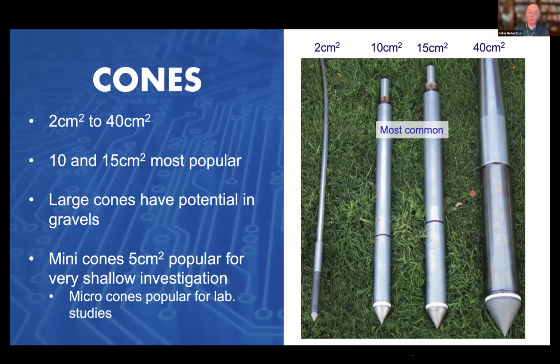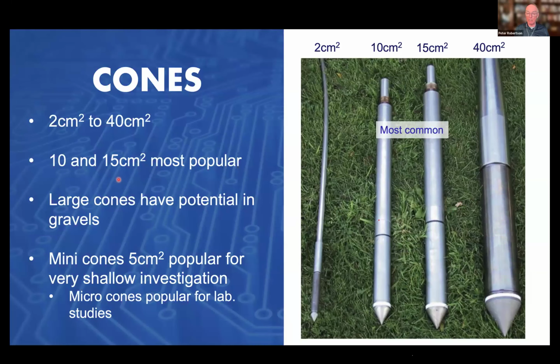And then in some parts of the world where there are gravelly soils, people have played around with a 40 square centimeter cone, as you can see on the right, designed to push into gravelly soils. But actually the 15 square centimeter cone is pretty good for most sandy gravels. But if it's really coarse gravel, you might need to go to a bigger one. But of course, then the push force gets bigger and you have to have a fairly big piece of equipment to push it. So the 10 and 15 square centimeter are now the most popular.